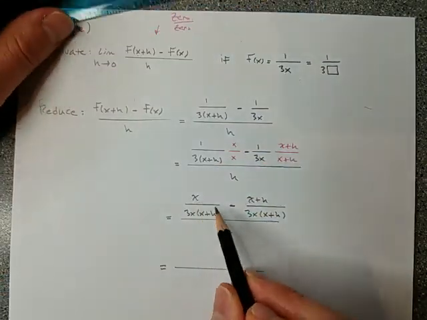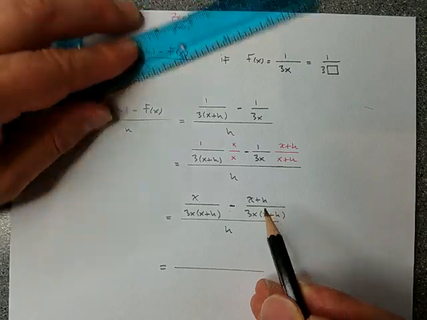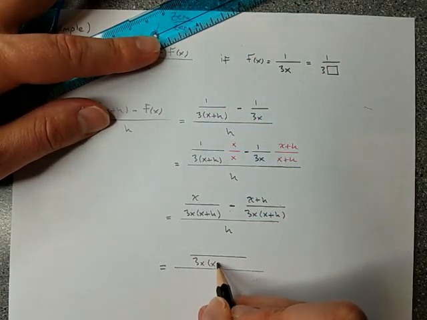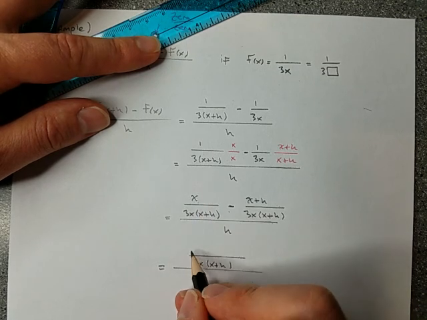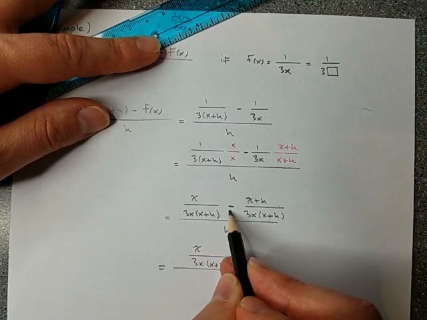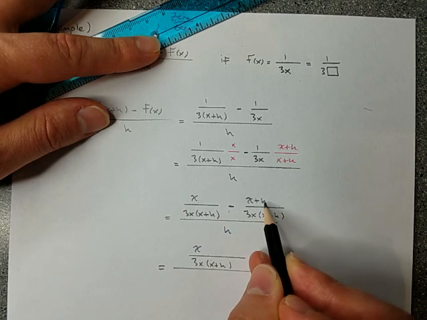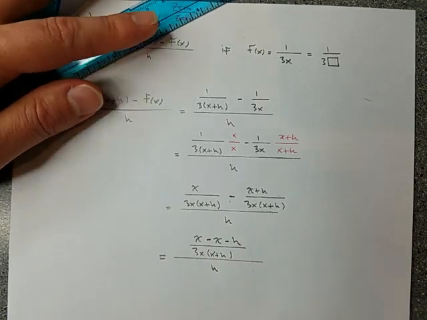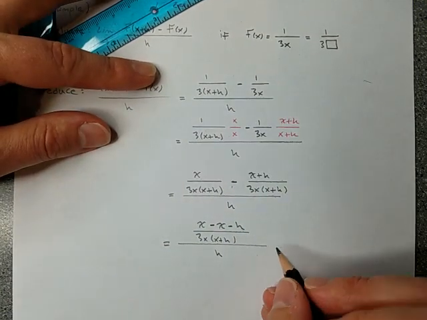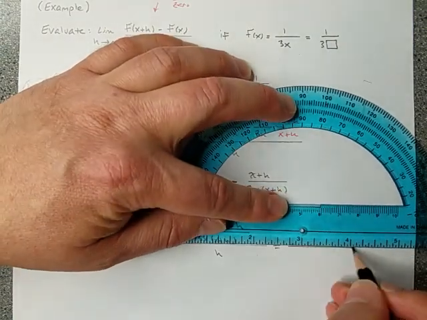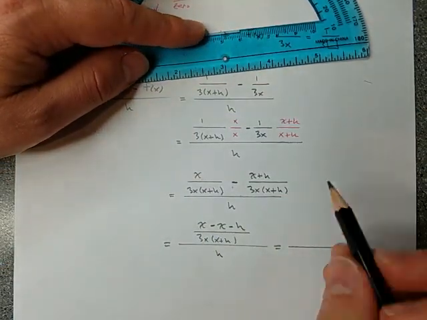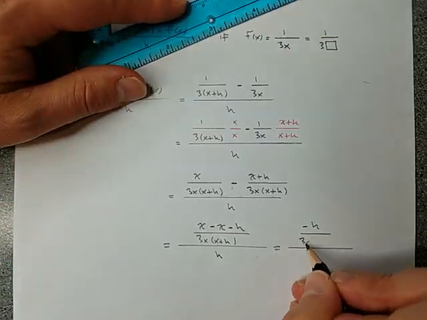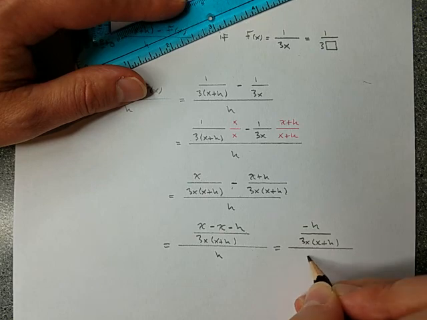I got to take this minus all of that. Okay? So my common denominator, 3x, x plus h. And then x take away this, all of this. So it's going to look like that. Okay? All right. We're getting closer. We're getting there. So the x's cancel. I get a negative h over 3x, x plus h, all over h.